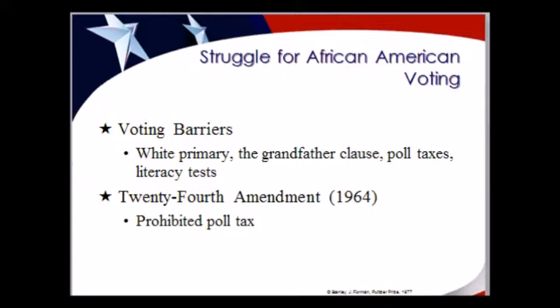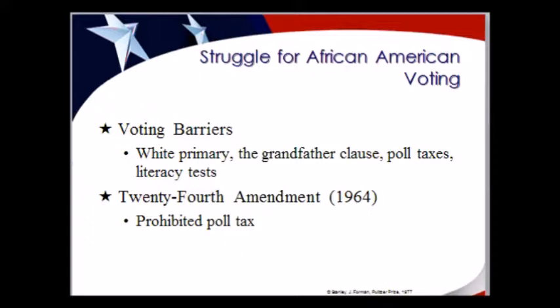The first one, white primaries. The Democratic Party began treating primaries as private affairs and offered white-only voting at the turn of the century. This was overturned by the Supreme Court case Smith versus Allwright in 1944. We have the grandfather clause. Political parties stated that only people that had relatives eligible to vote on January 1st, 1867 could continue to vote. All African Americans did not fit this criteria.